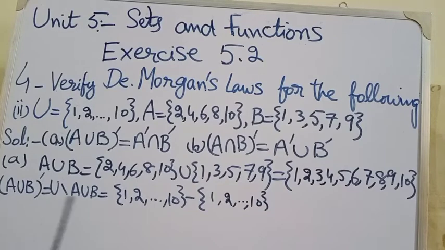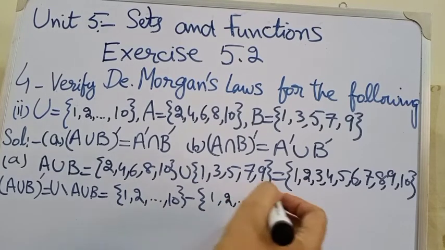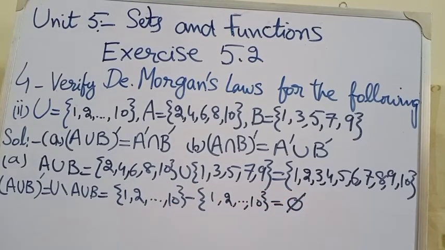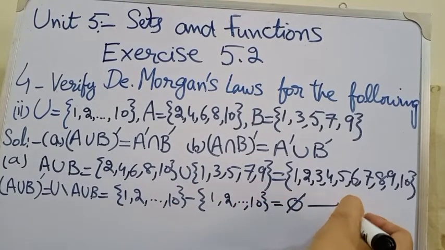The complement set contains only those elements of the universal set which are not in A union B, but these two sets have all elements common, so we have an empty set. We can say that this is equation number 1.